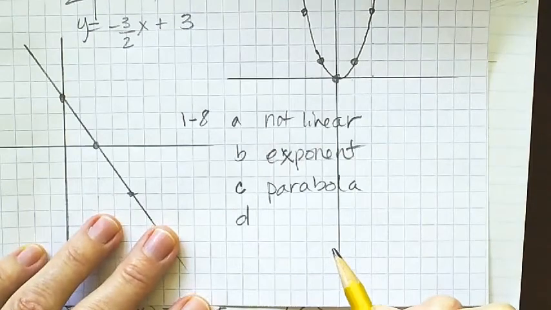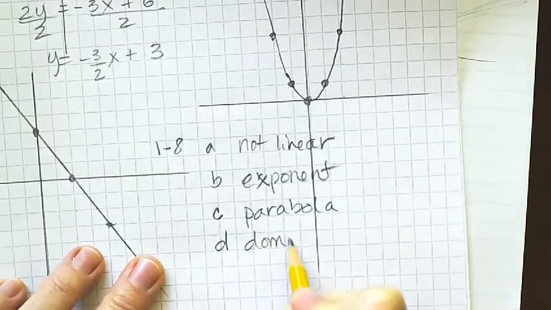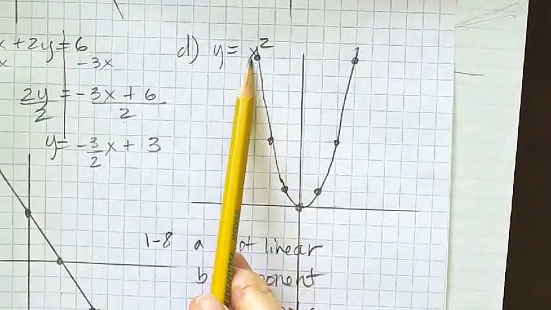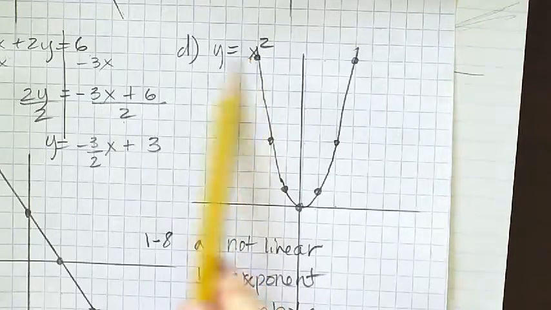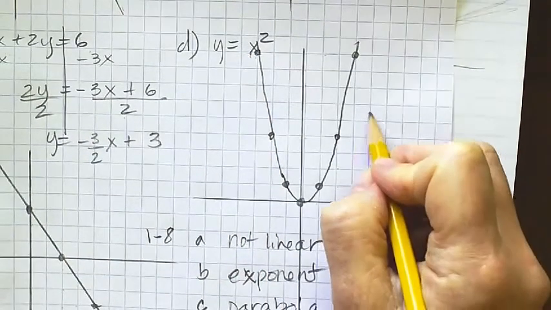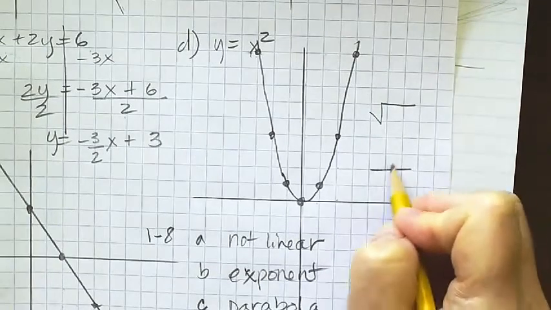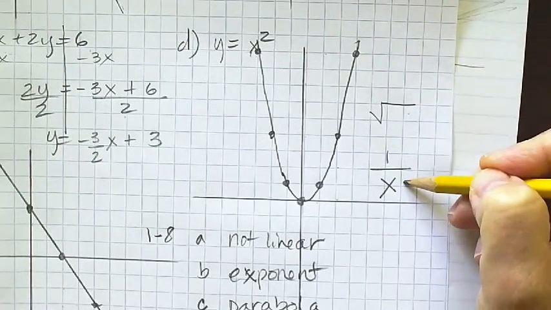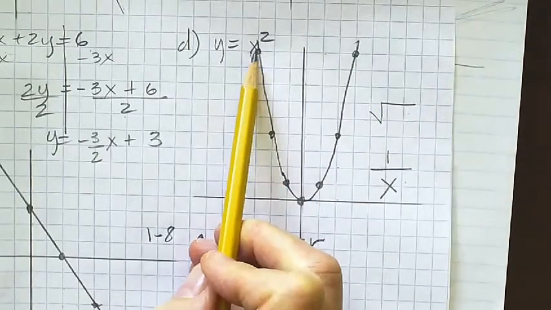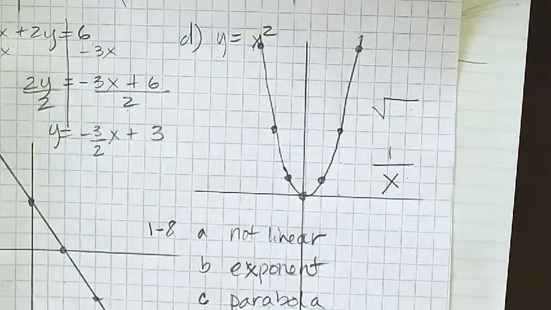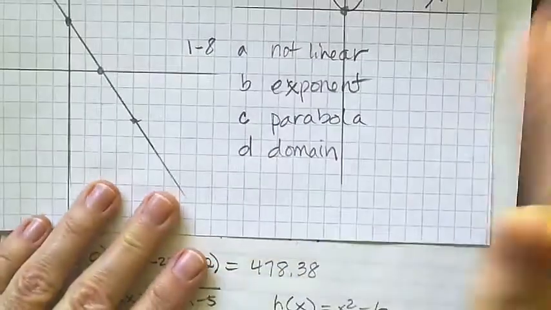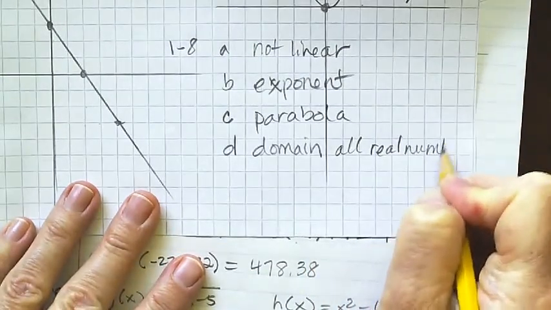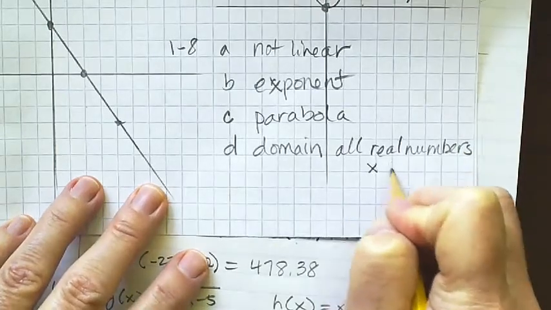And the domain and range for part D, your domain. Well, domain is any possible x value. Well, there's no restriction here. For y equals x squared, the only time you're going to have a restriction on your domain is when you have a square root or if you have some type of fraction. Those are the cases where your domain is going to be affected. If it's being squared, if it's linear, if it's cubic, it's not going to have a restricted domain. So domain would be all real numbers. You could just write all real numbers. You could also do this.